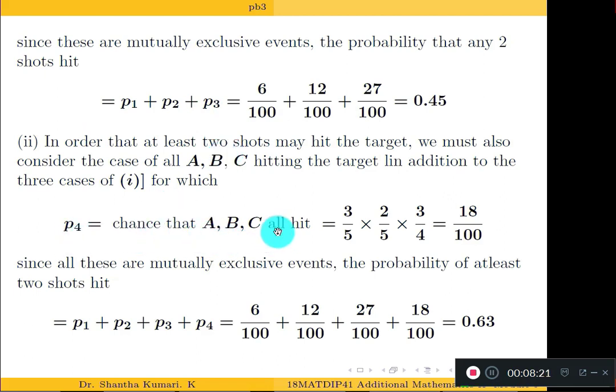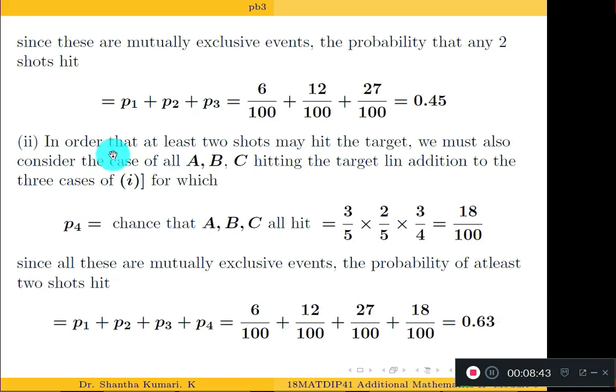Chance that all the 3 persons A, B, C hit the target. Multiply the probabilities. P of A into P of B into P of C. You get this answer. Now add this to your exactly 2. Exactly 2 plus all gives you at least 2. Okay. Add and check it. Answer is 0.63.